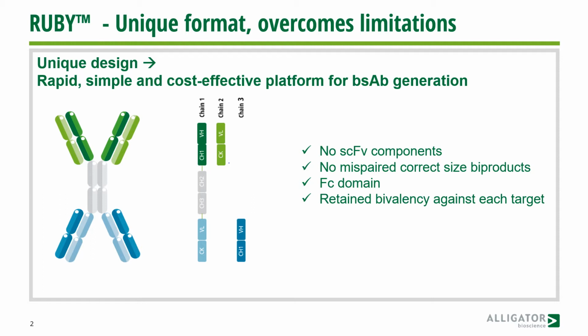Presence of the Fc domain allows for tailored Fc interactions and the possibility to fine-tune interactions with Fc neonatal and Fc gamma receptors for optimal half-life and functionality. The tetravalent architecture allows for retained bivalent interactions against each target and more natural antibody-antigen binding kinetics.